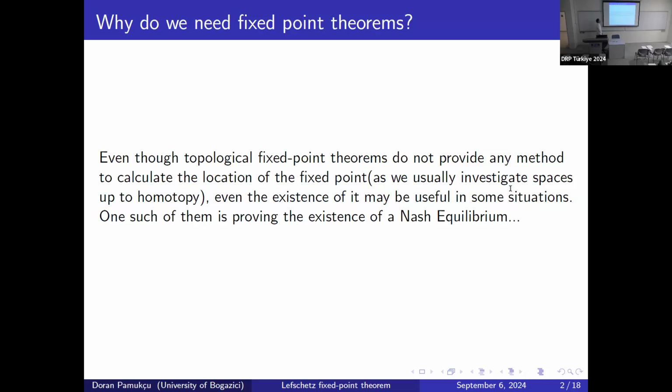So first of all, why do we even need these fixed point theorems? As this is a topological proof, this theorem does not tell us any method to find the location of the fixed point, because we usually investigate spaces up to homotopy, but even the existence of it can be helpful. For example, to prove there's a Nash equilibrium in game theory, when there are finite players and finite option spaces, we can use the Brouwer fixed point theorem, which is another fixed point theorem, or the Lefschetz fixed point theorem as well, to prove there exists a Nash equilibrium.